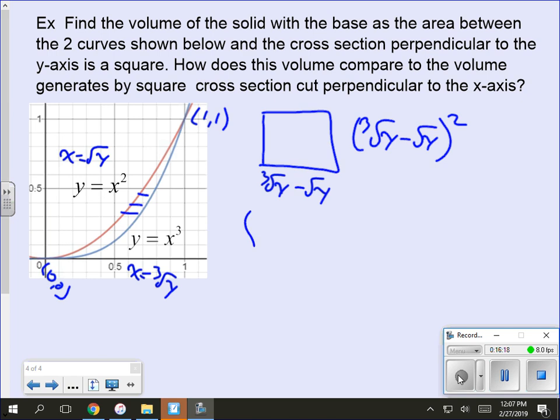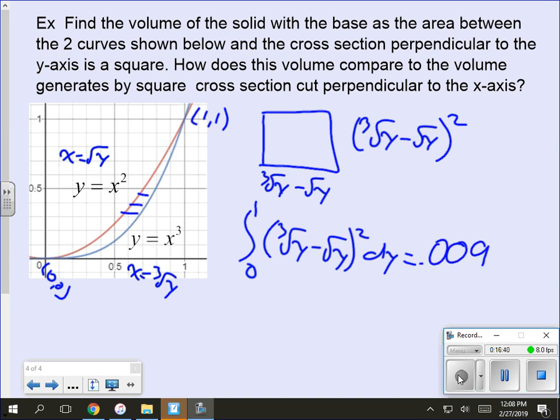So my volume for this one is the integral from 0 to 1 of the cube root of y minus the square root of y, quantity squared, dy, and you get 0.00909.